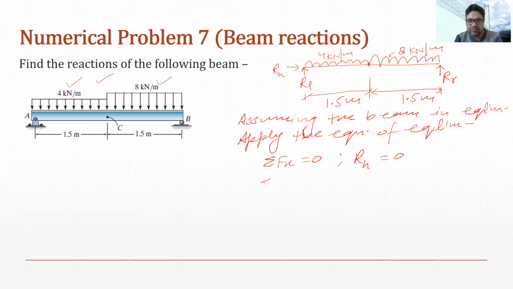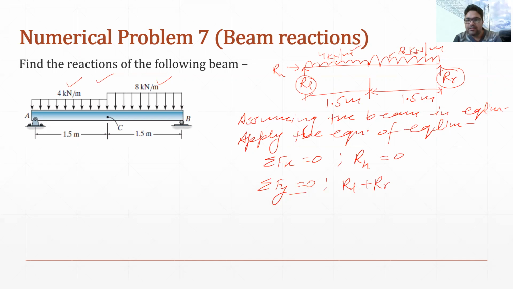Then we will use the second equation of equilibrium, which is Fy. According to this, the algebraic sum of all the vertical forces should be equal to 0. So what are the vertical forces that we have? First is the reaction RL, then we have the UDL of 4 kilonewton per meter, which is downward. Then we have the second UDL of 8 kilonewton per meter, downward. And then we have the reaction RR, which is upward. RL and RR are upward forces, so they will be RL plus RR.